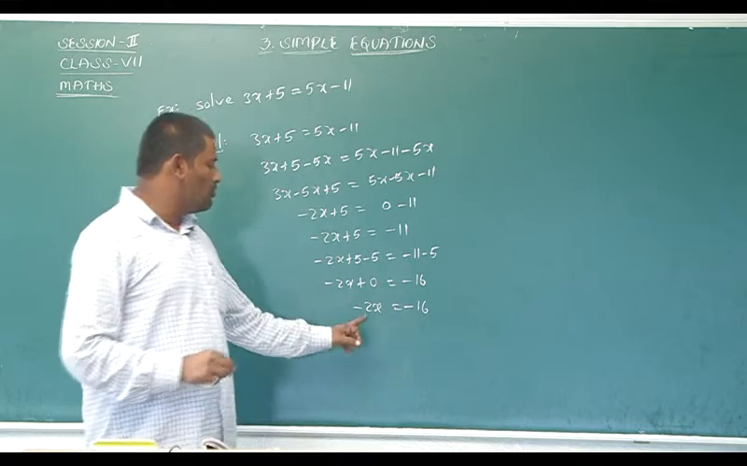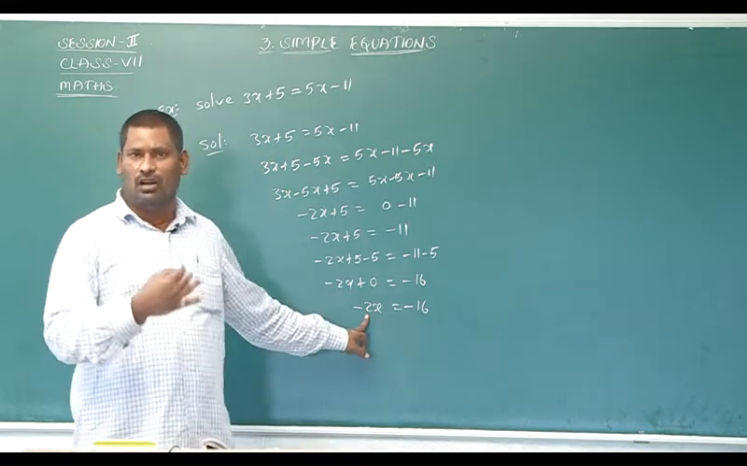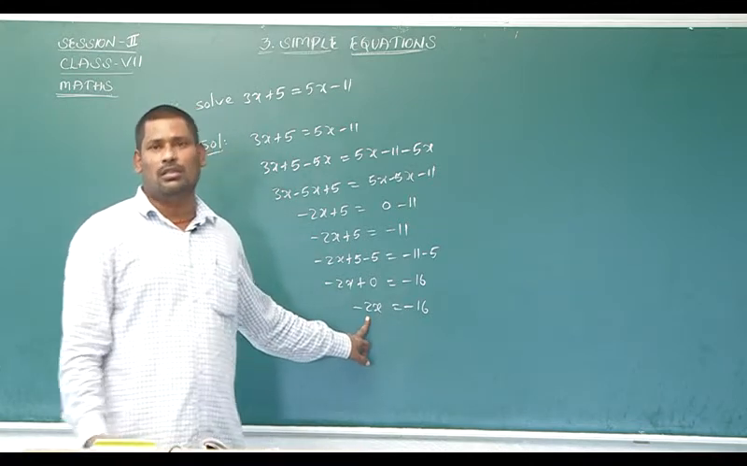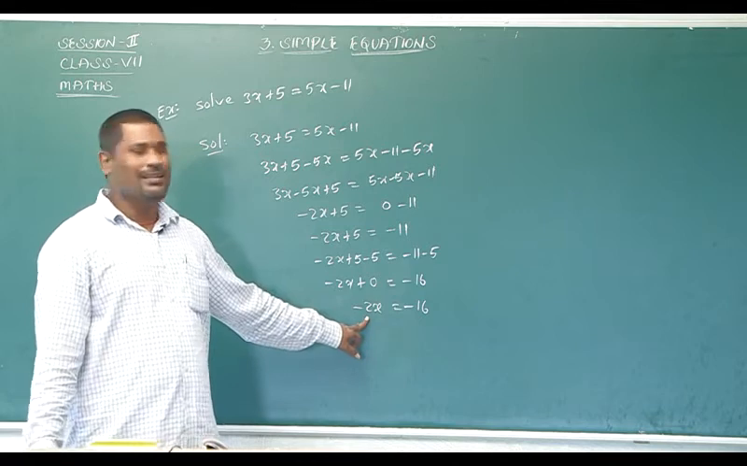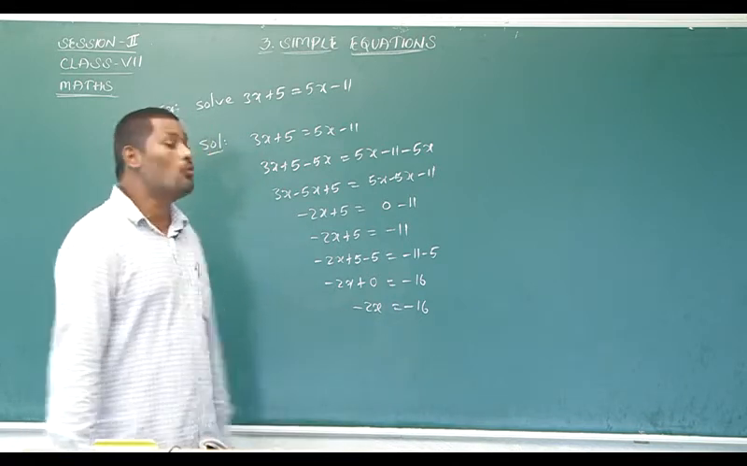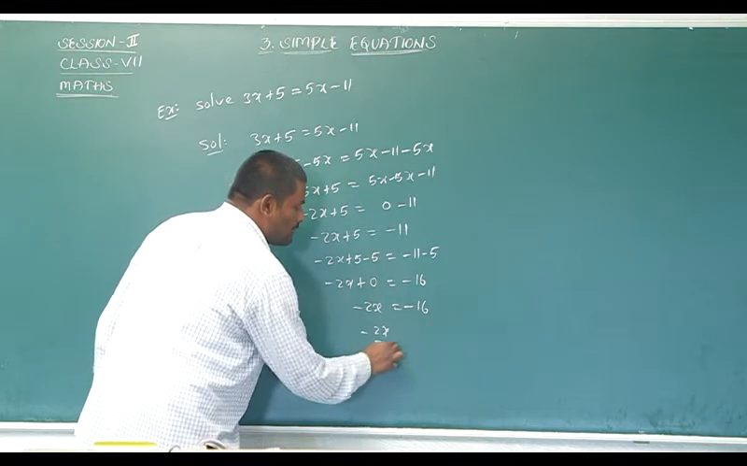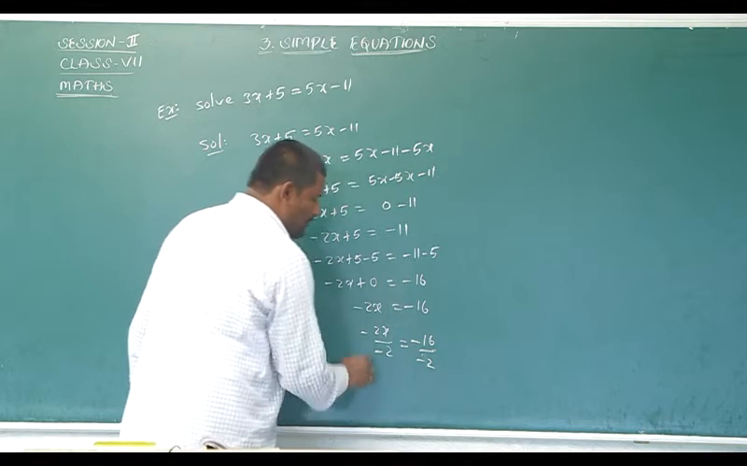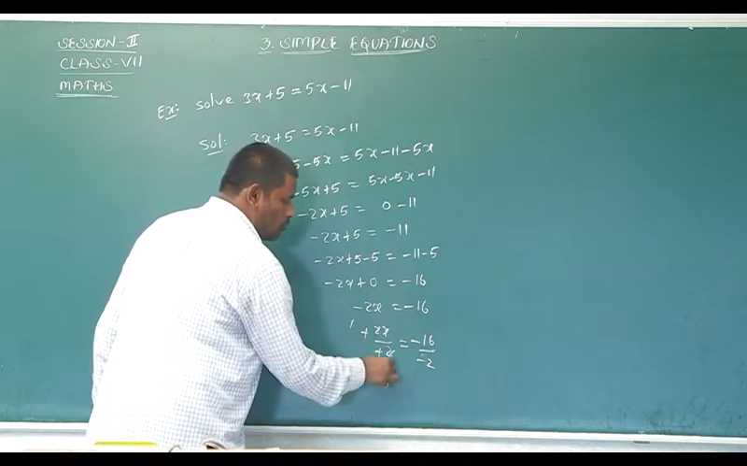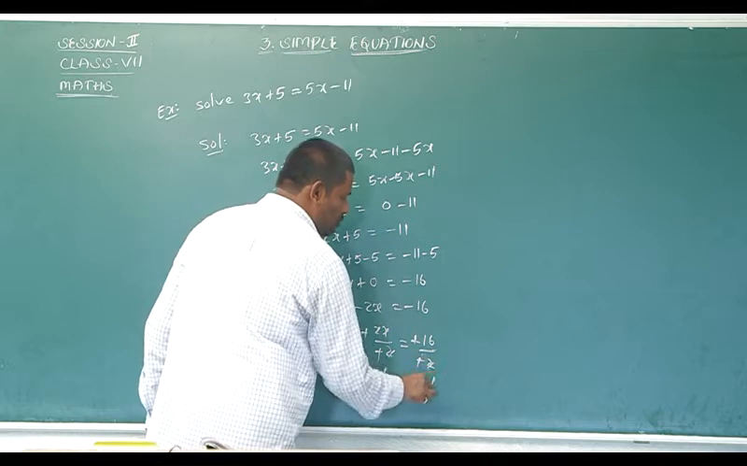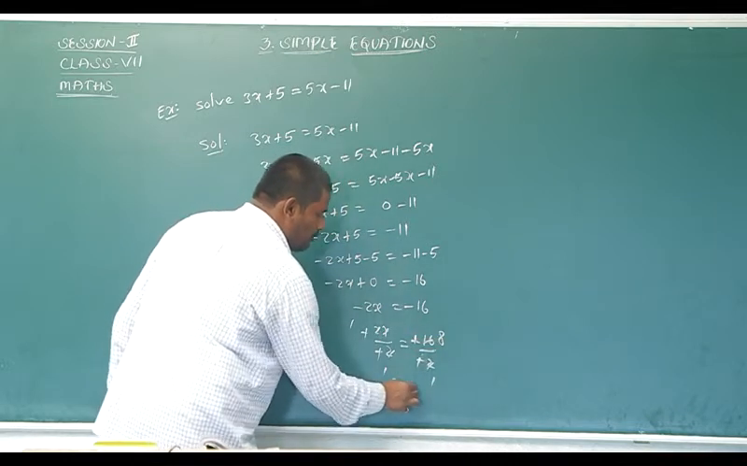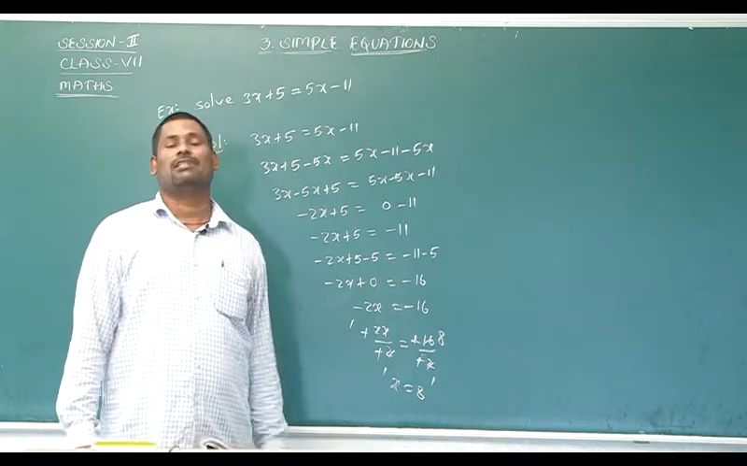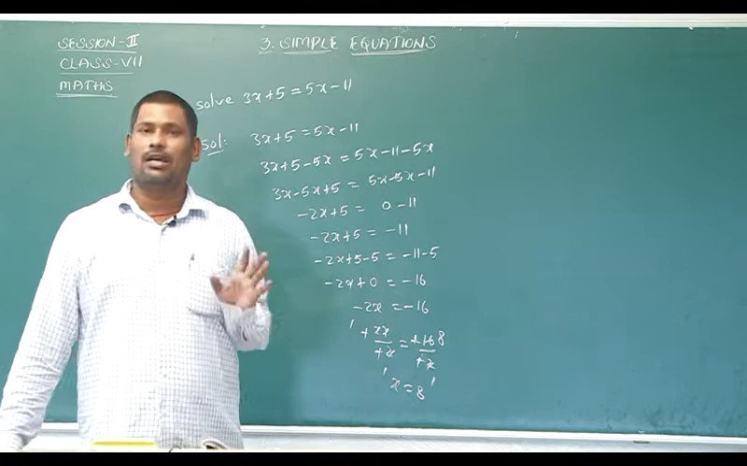Now I want to remove 2. Here there is 2 into x. We want only the variable on the left hand side, only x on the left hand side. All the remaining terms we have to remove. So what I do here, directly I divide by minus 2 on both sides. Then what happens here, minus 2x by minus 2 equals minus 16 by minus 2. Minus minus will cancel, 2 ones and 2 ones, and here minus minus will cancel, 2 ones and 2 eights. So then x equals 8 I get here. So what is the solution of the given equation? That is 8.